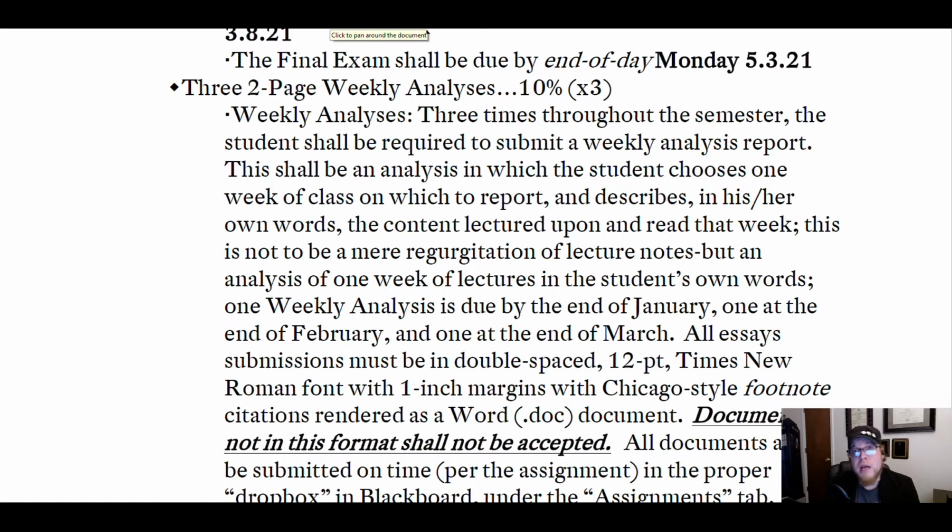And I'll also have on Blackboard some examples of weekly analyses that I've had from students from past years to give you a sense of, here's what you should do, here's what you shouldn't do, this is okay, that kind of thing. So you should have some familiarity with what I'm looking for in a weekly analysis. And you'll turn these in also online. These will not be turned in person or on paper. You'll submit them in their appropriate Dropbox in Blackboard. And they'll be under the Assignments tab.